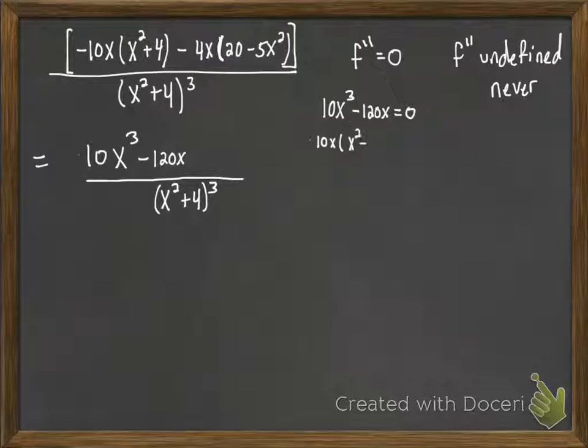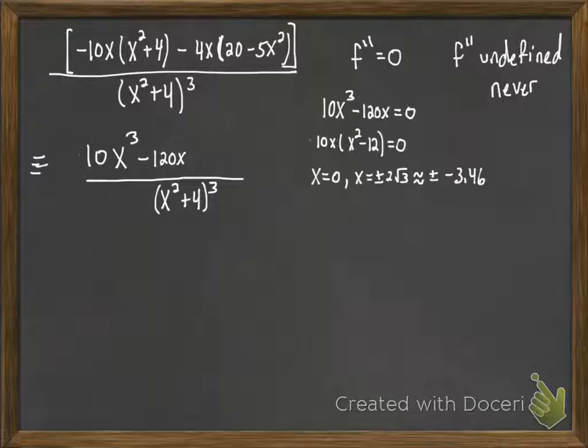We factor out an x. Actually, we factor out a 10x. We get 10x times x squared minus 12 equals 0. Take a moment and solve that. You'll get that x has to be 0, and that x is plus or minus the square root of 12. But square root of 12 can be simplified to 2 square roots of 3. And for reference now, as we're testing values, 2 square roots of 3 is roughly 3.46.